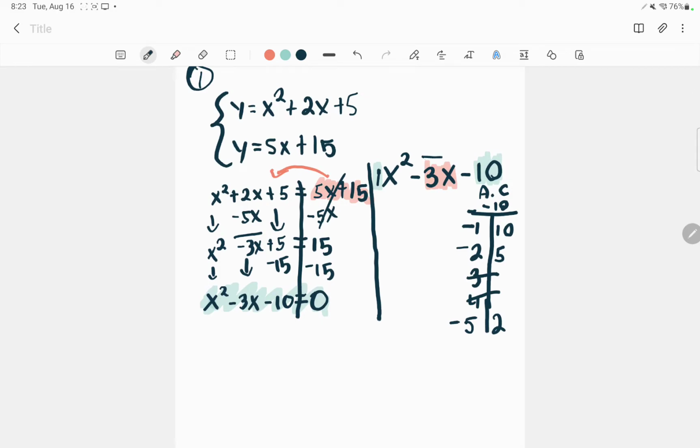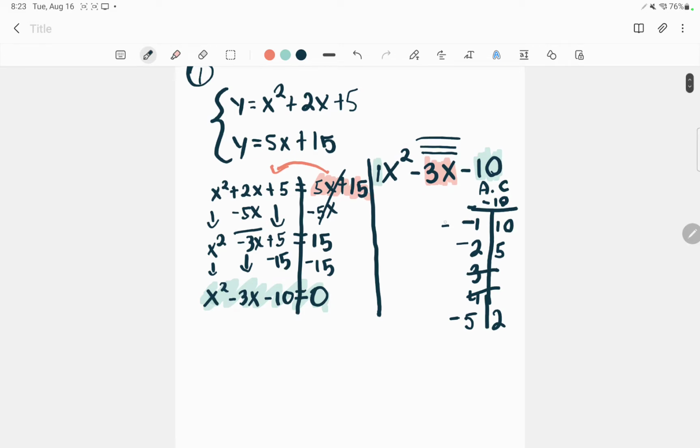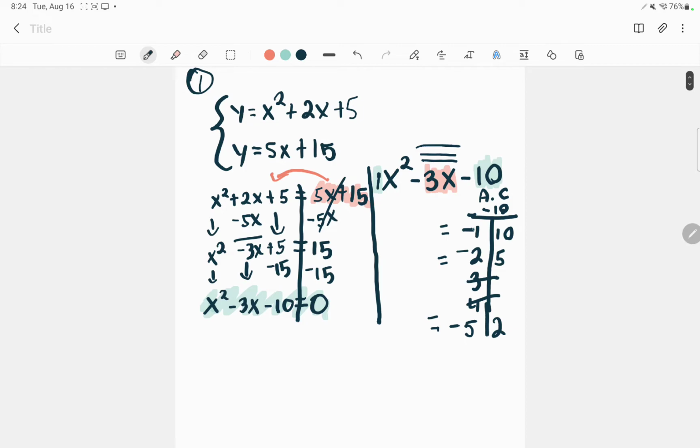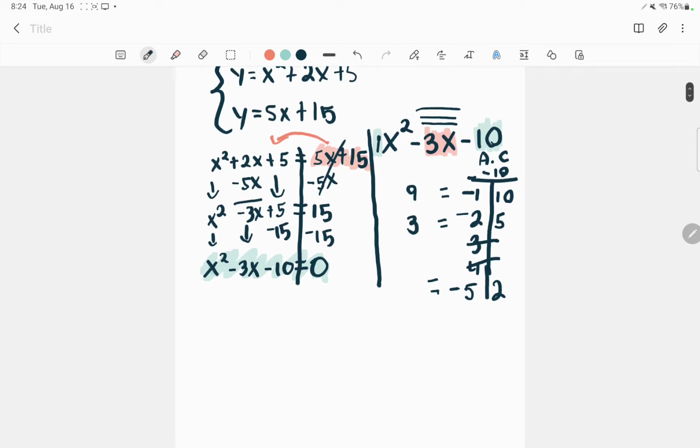Now I have to focus on the second rule. If I add them, they have to equal -3. So which one equals -3? So let's do this one. I'm going to put the equal sign over here, just because I ran out of space on the other side. So -1 plus 10 is 9. So that one doesn't equal -3. Now, -2 plus 5 is +3. That doesn't apply either. Now let's look at the next one. -5 plus 2 is -3.